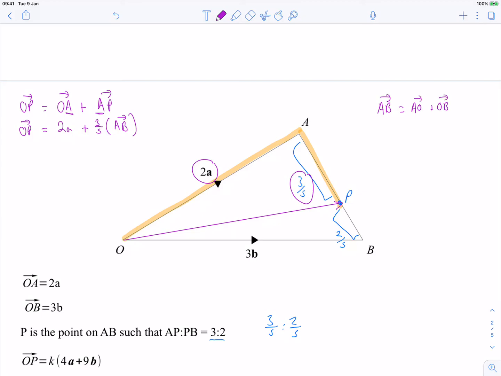Now what is A to O? Well, that's just back down again, which is going to be negative 2A, and then O to B is just 3B. So actually O to P is 2A plus 3/5 of, and now I know what to substitute in for A to B, and that's this thing. I'll slide it in there.